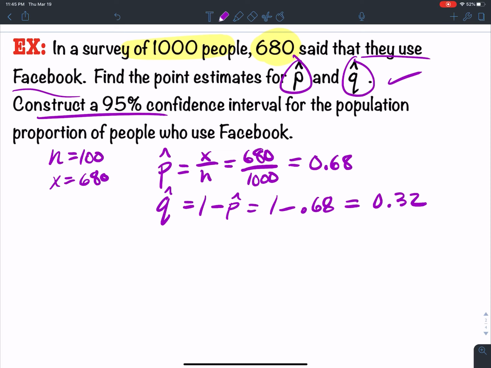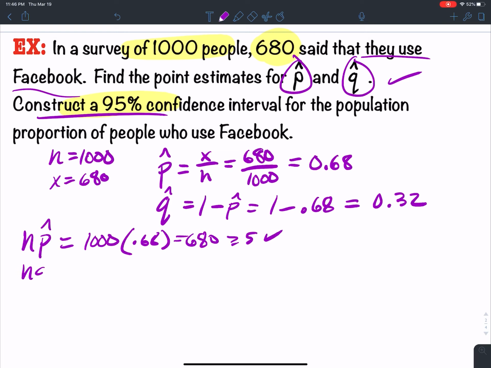To do this, to use our Ferrari, we got to know N p hat and N q hat are greater than or equal to 5. So N is 1,000. And so multiply that out, that's 680. So that's definitely greater than or equal to 5. N q hat, that's 1,000 times 0.32, which is 320, which is definitely greater than or equal to 5. So therefore we can use the Ferrari.